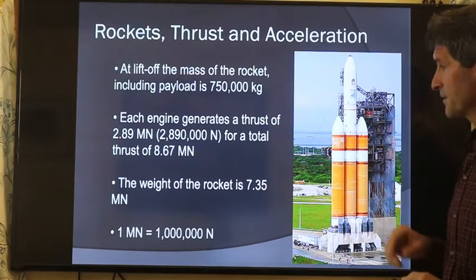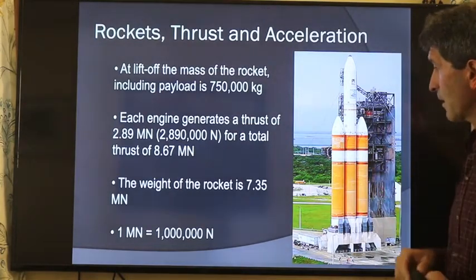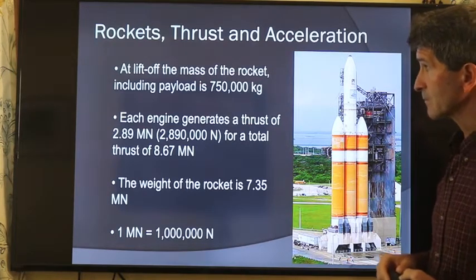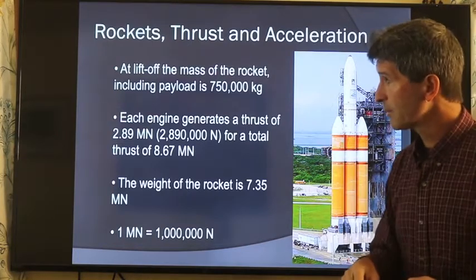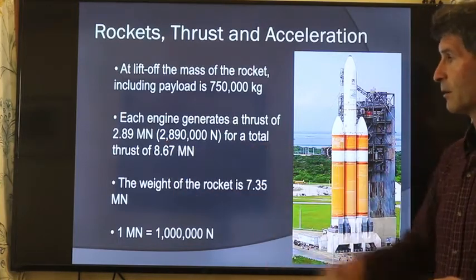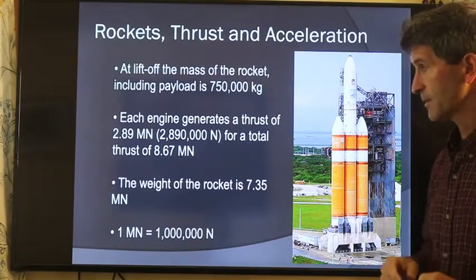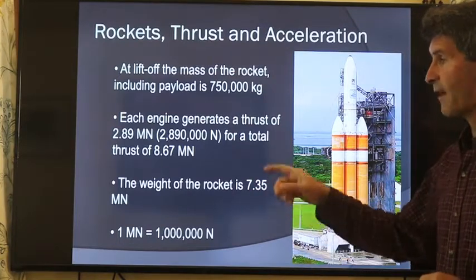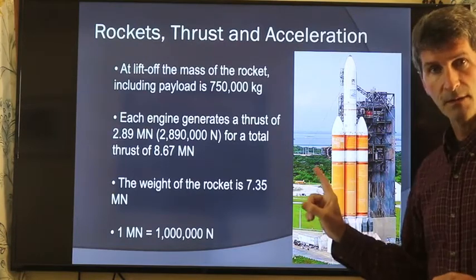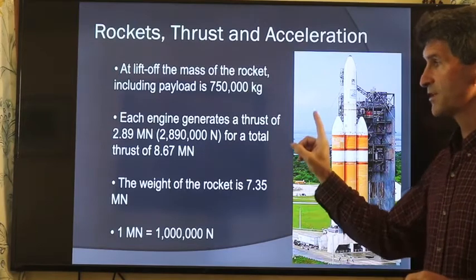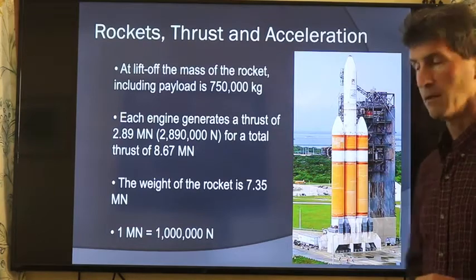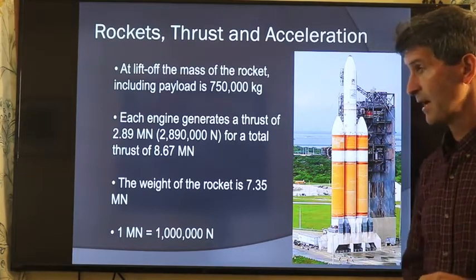Take, for instance, this Delta IV Heavy rocket. This is one of the most powerful rockets that we have to put objects into orbit. It has 3 engines, each generating about 3 million newtons of force, okay, for a total of about 8.67 million newtons. And the weight of the rocket is 7.35 million newtons. So on liftoff, when it's first leaving the launch pad, we'll have 8.67 million newtons pushing upward. Gravity is going to have a force of 7.35 million newtons downward.